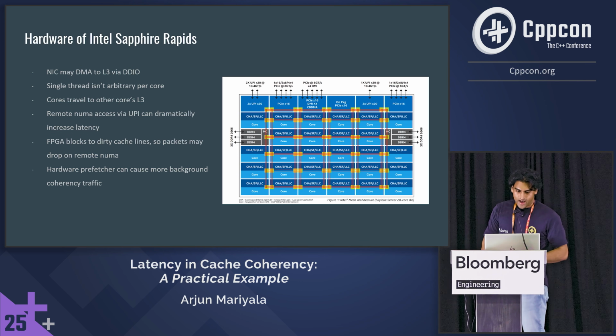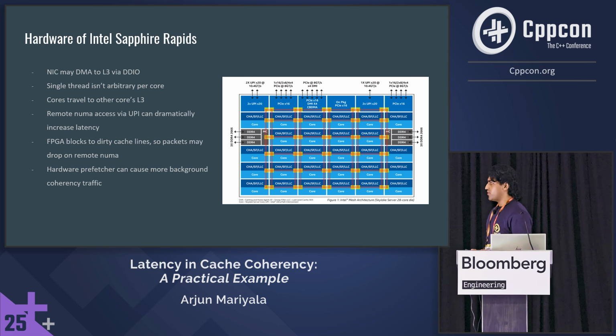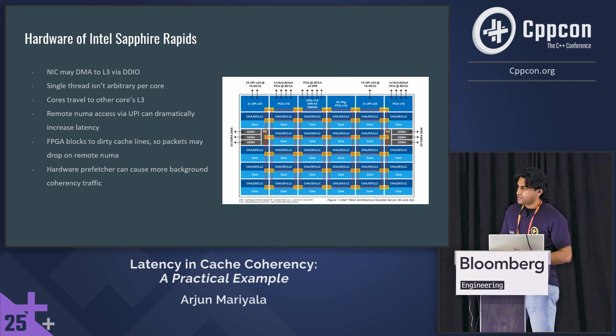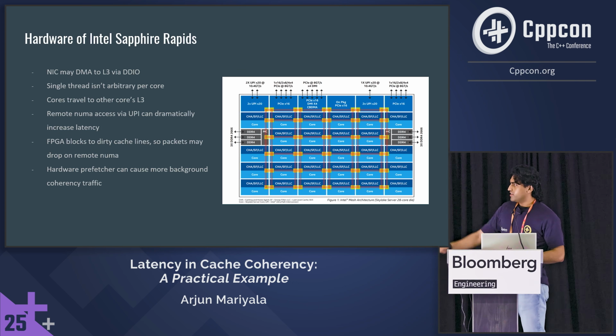Why that's happening is based on the hardware here. You can see that each core/tile, this is an Intel Sapphire Rapids diagram, has a slice of the L3 cache. Generally, we talk about how the L3 cache is shared amongst all the cores, but that doesn't necessarily mean that each core has the same latency to access that cache.